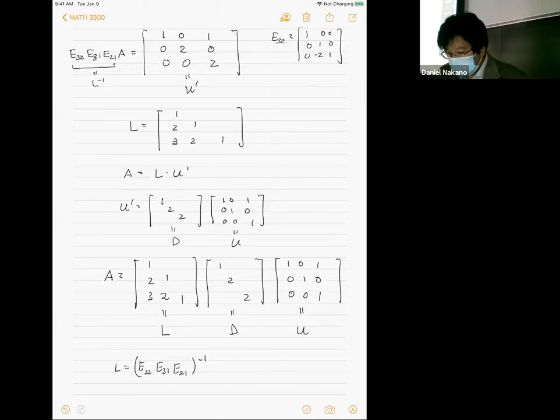And it turns out that the computation of L inverse is not so bad. It's actually just getting the multipliers out. Turns out to be quite nice.